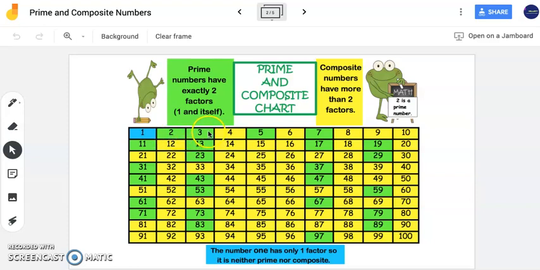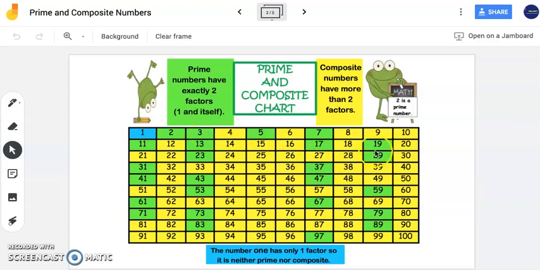Now we have 2, 3, 5, 7, and so on. Notice these numbers. If I take a look at 3, and I want to think of all the factors that create the number 3, and you can even think of what are the multiplication facts that create that number. Well, we know 1 times 3 is 3, but I can't think of another multiplication fact that creates the number 3. Therefore, 1 and 3 are the only factors for the number 3, making it a prime number.